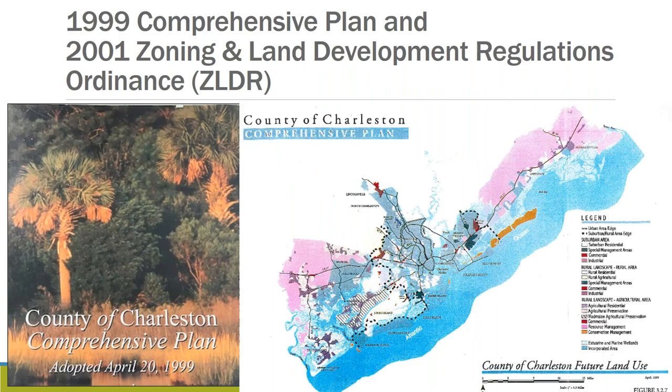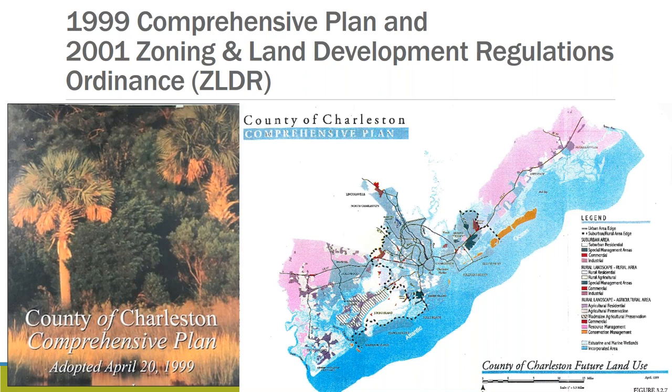In 1994, South Carolina state law changed to require jurisdictions that had zoning and or land development regulations to adopt a comprehensive plan. Charleston County had never had a comprehensive plan, and so this was sort of our first time doing one. And we adopted our first plan on April 20th, 1999, after a two-year-long planning process.